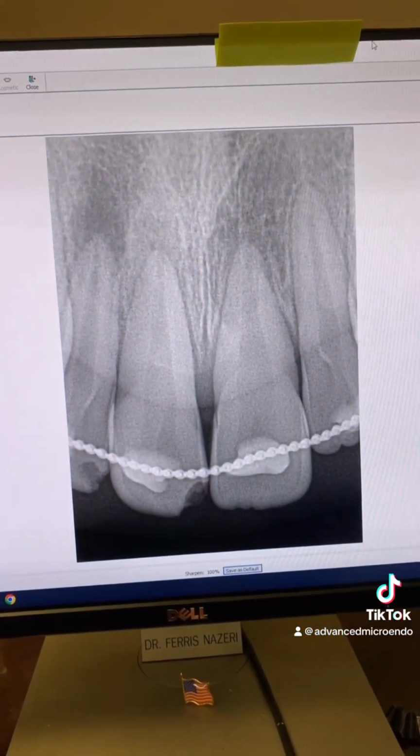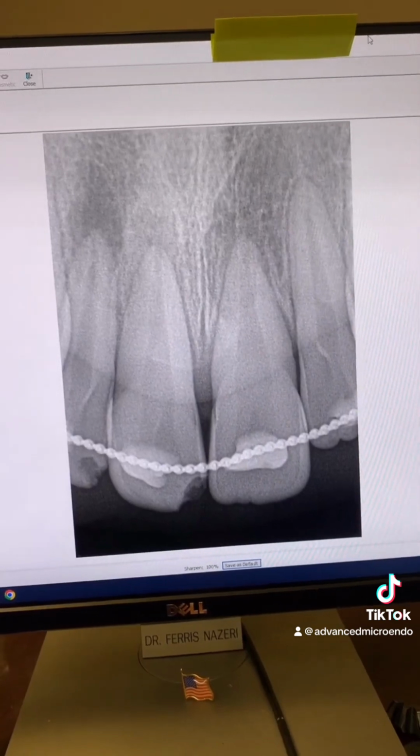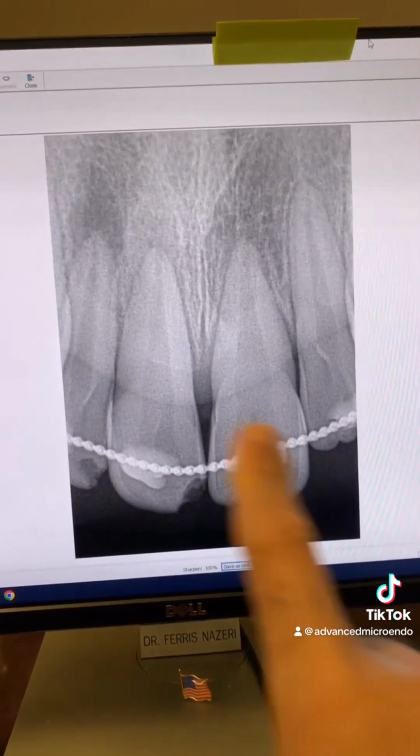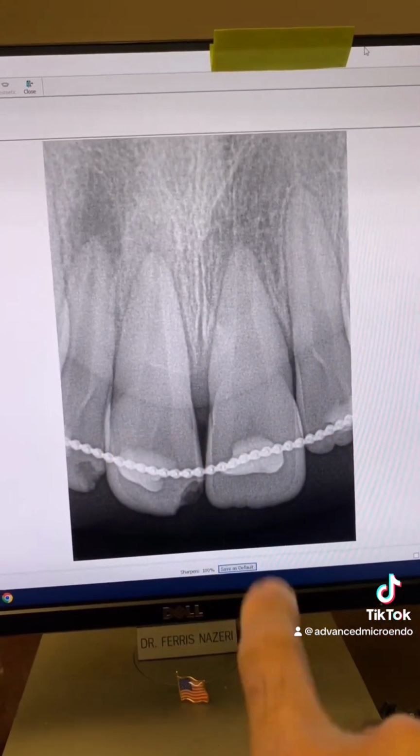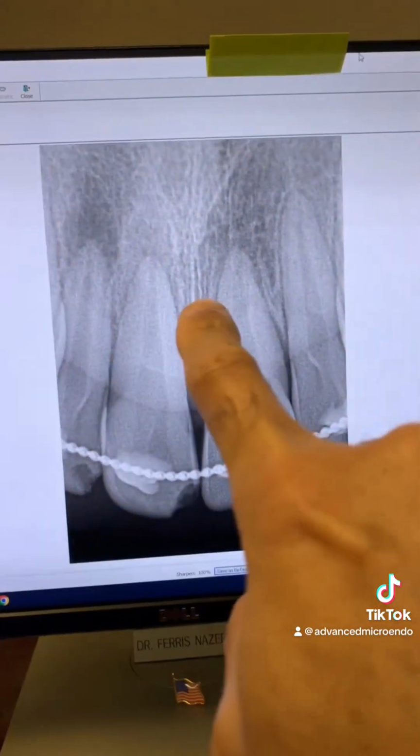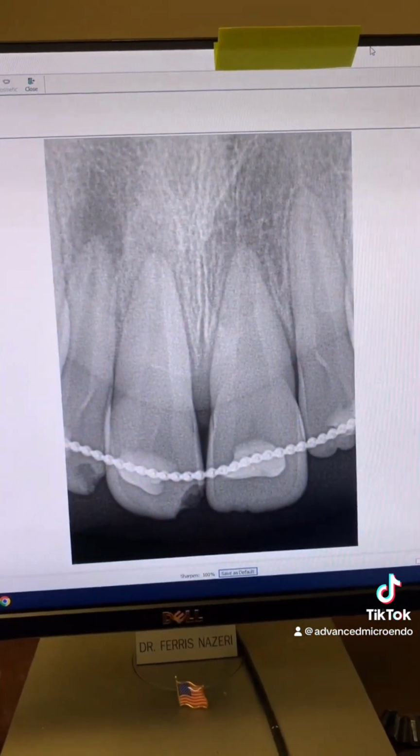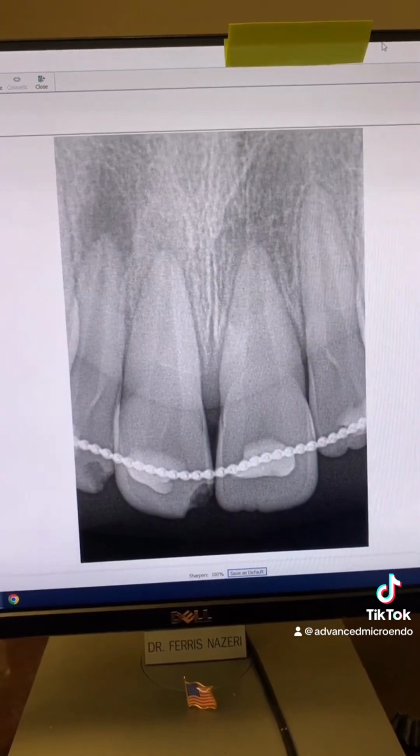So next time, what we need to do is go ahead and sedate him and do all 3 root canals in one appointment. Of course, I'm going to be placing MTA plugs in all 3 teeth. So stay tuned.